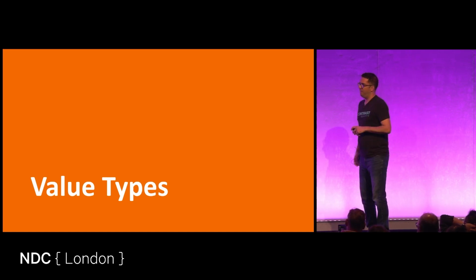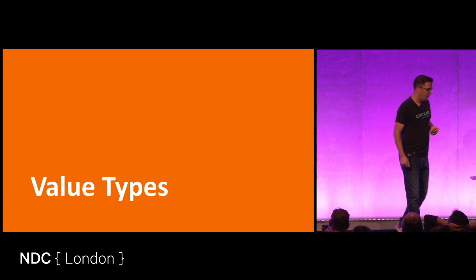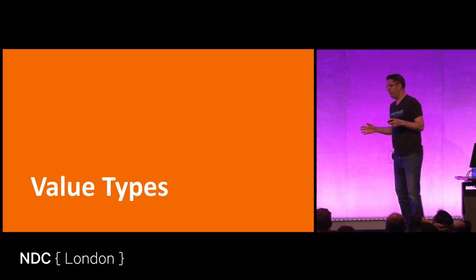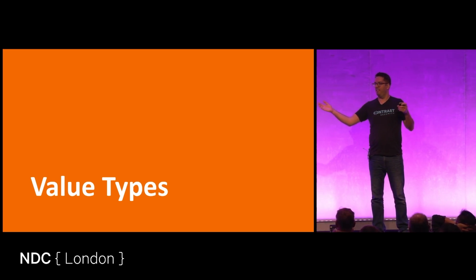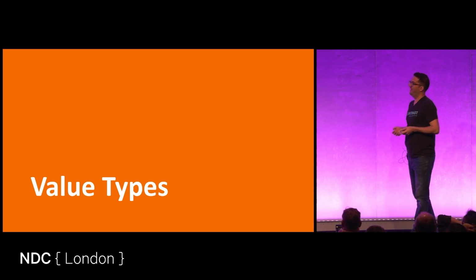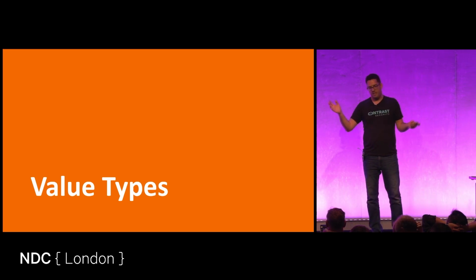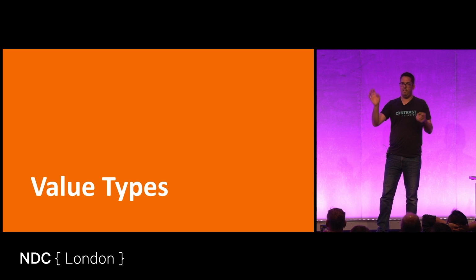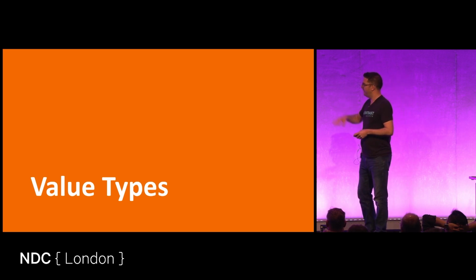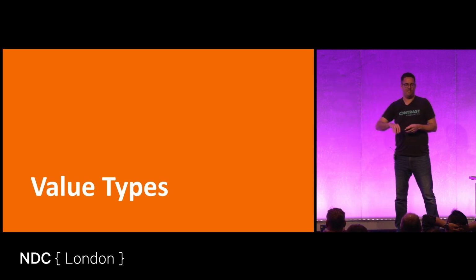So, value types. I'm sure these are familiar to most people. Who's ever had an interview where you've been asked about structs versus classes? It feels like it's hard to get a .NET job at some point in your career where you don't get asked that. And there's a whole thing about, do they live on the heap, do they live on the stack, whatever. You read it on Stack Overflow, get the answer next time you have a job interview.